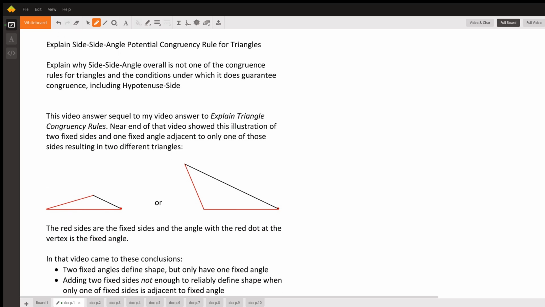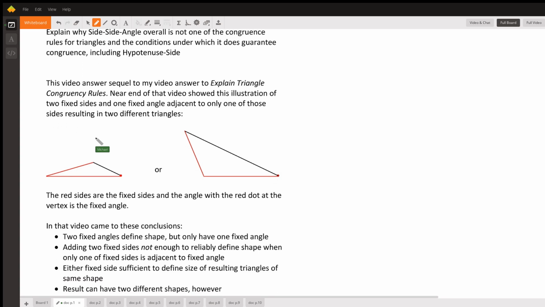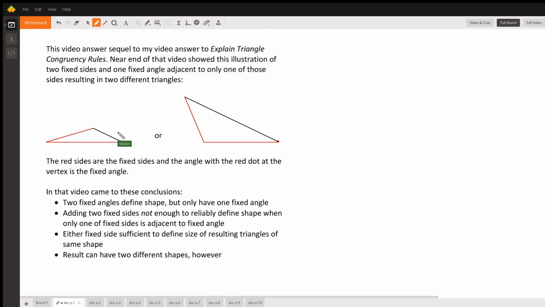Near the end of that video, we showed this illustration of two fixed sides and one fixed angle adjacent to only one of those sides, resulting in two different triangles. The red sides are the fixed sides, and the angle with the red dot is the fixed angle. And in that video, we came to these conclusions. Two fixed angles define the shape, but here we only have one fixed angle. Adding two fixed sides is not enough to reliably define the shape when only one of the fixed sides is adjacent to the fixed angle.